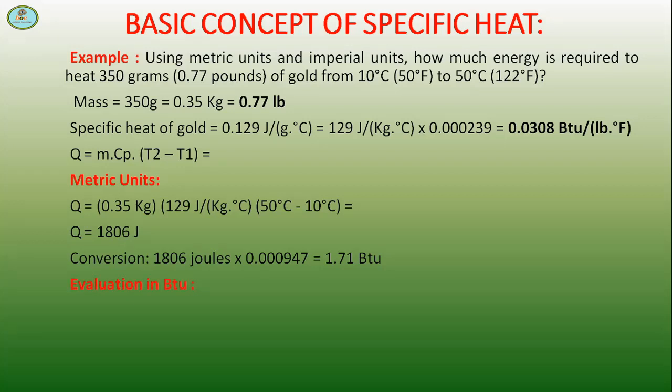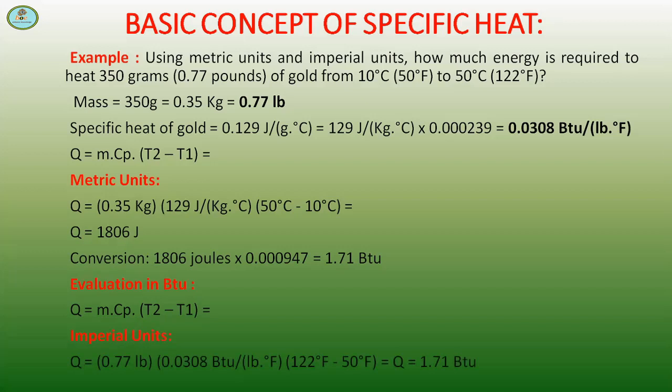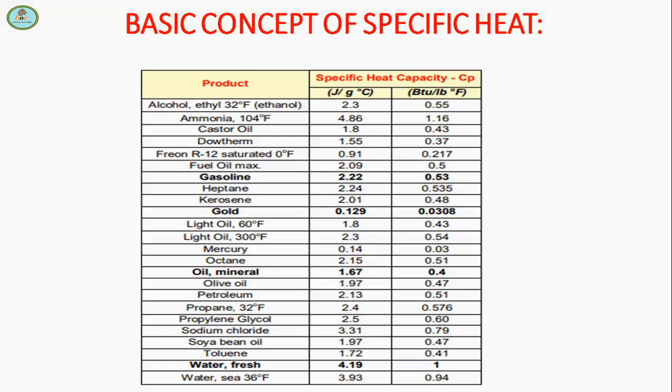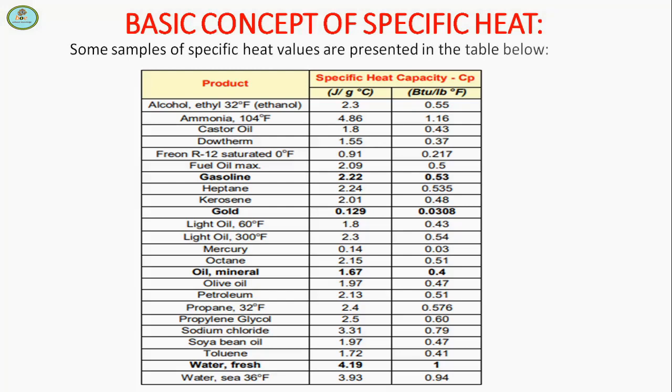Evaluation in BTU: Q is equal to m into Cp into (T2 minus T1). So in imperial units, Q is equal to 0.77 lb into 0.0308 BTU per lb degree Fahrenheit into (122 minus 50). So Q is 1.71 BTU. Some samples of specific heat values are presented in the table below for your reference.